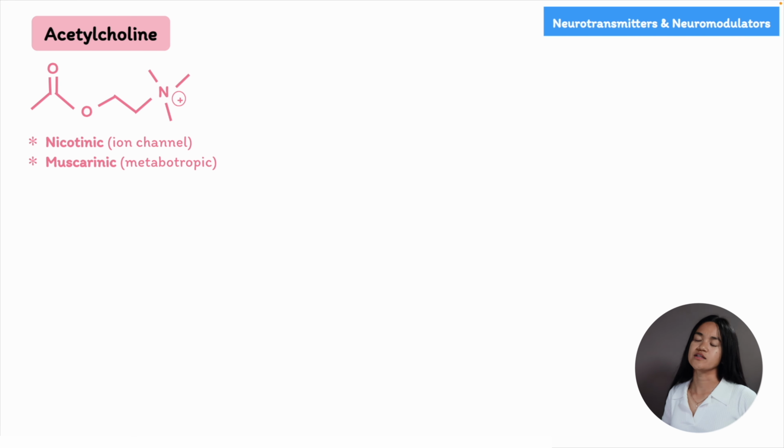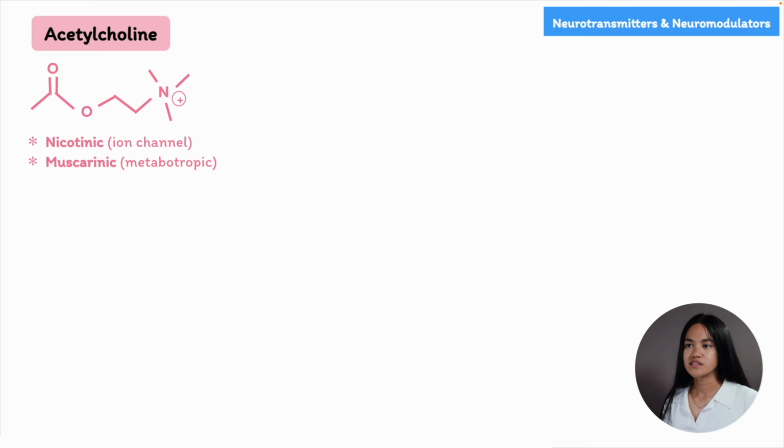The nicotinic acetylcholine receptor contains an ion channel, a ligand-gated ion channel. This receptor is a channel protein that opens to allow the passage of cations, both sodium and potassium. And nicotinic receptors in the brain play an important role in cognitive function and behavior, as well as learning and memory.